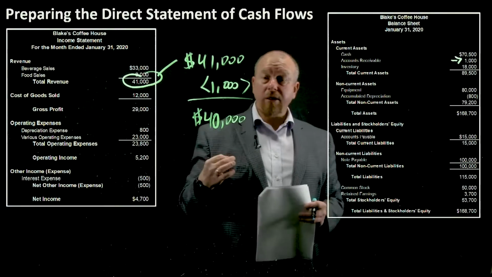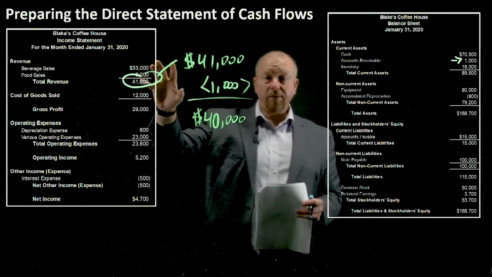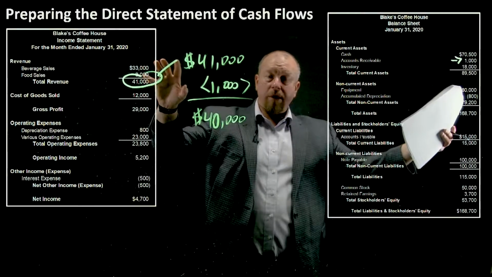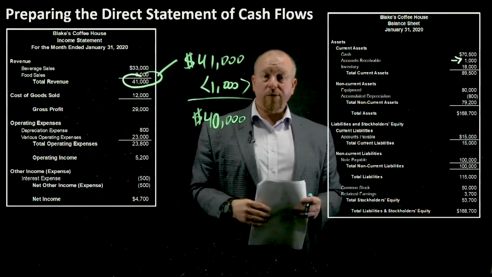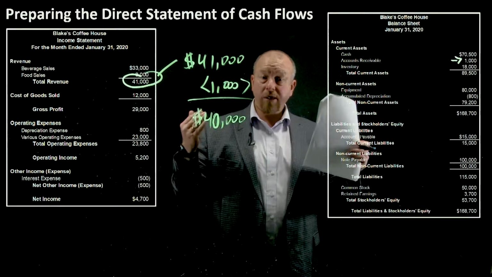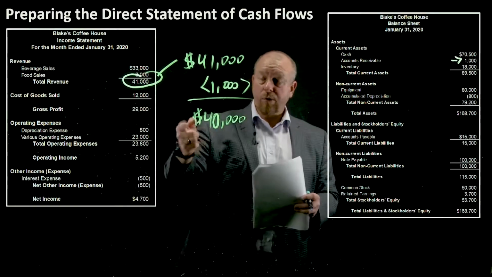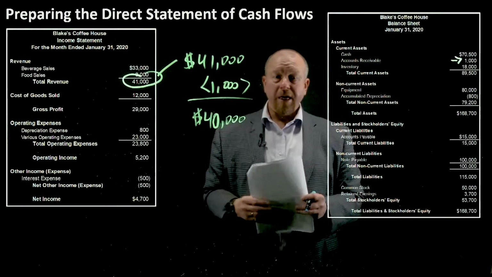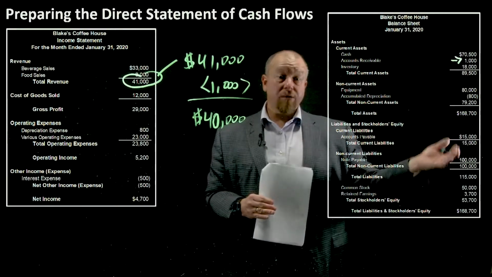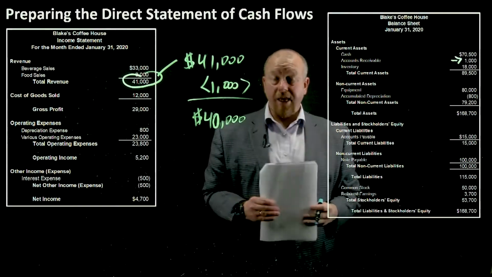So you see what we had to do is we had to take accrual basis on the income statement, then we had to look at the comparative balance sheets. If accounts receivable increased, we need to subtract that from our revenues to arrive at cash received from customers. If accounts receivable had decreased, we would actually add that.